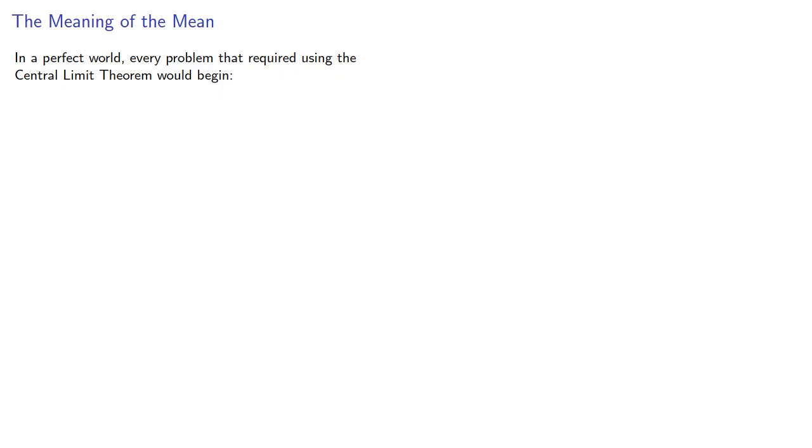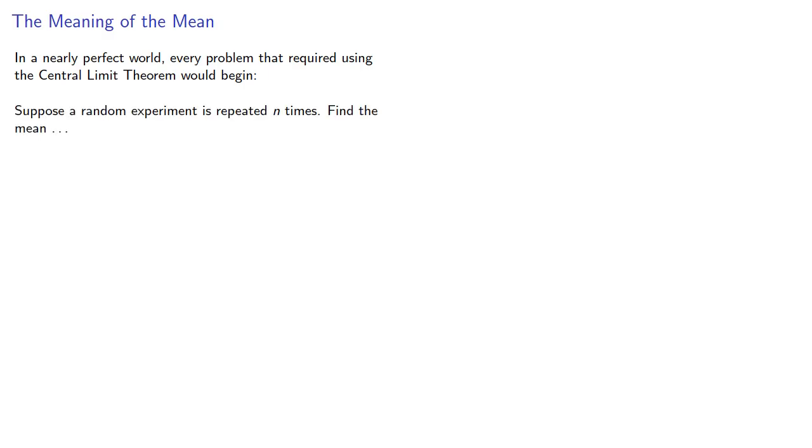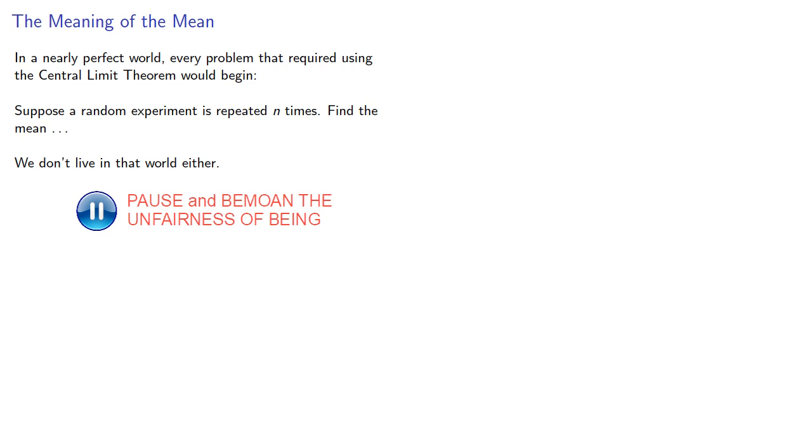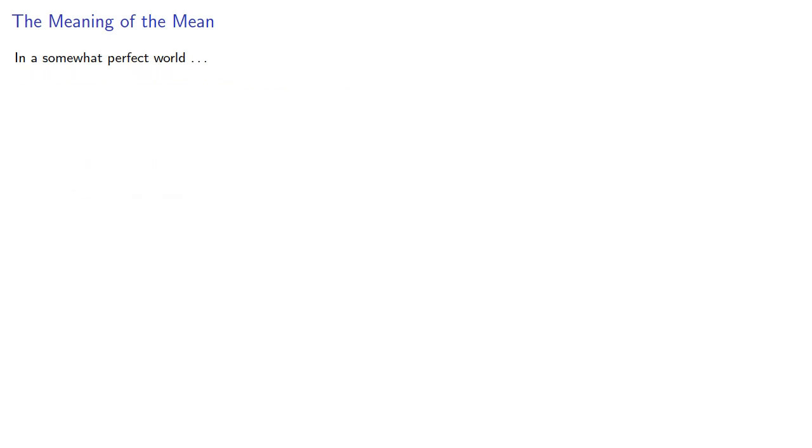In a perfect world, every problem that required using the central limit theorem would begin, use the central limit theorem to find. We don't live in that world. In a nearly perfect world, every problem that required using the central limit theorem would begin, suppose a random experiment is repeated n times. Find the. We don't live in that world either. In a somewhat perfect world, and never mind, you get the idea.